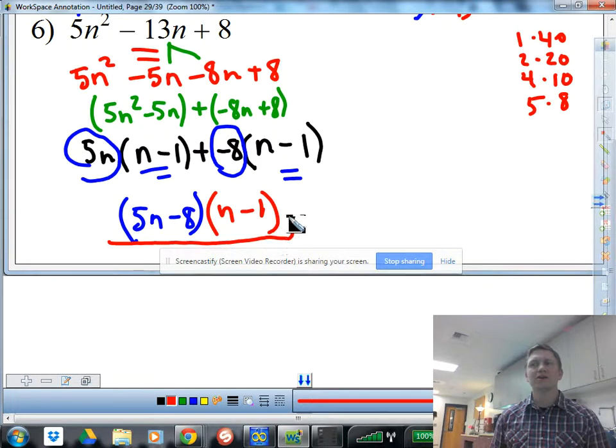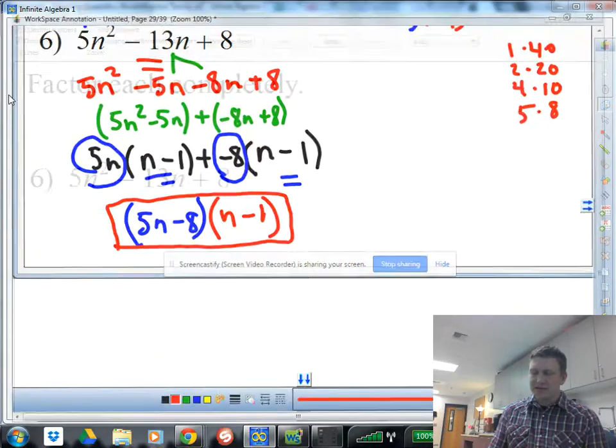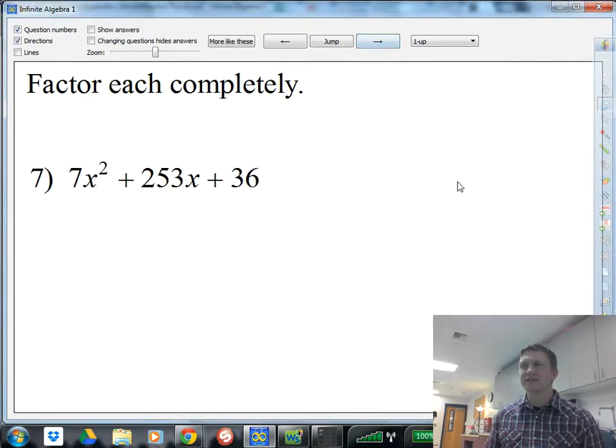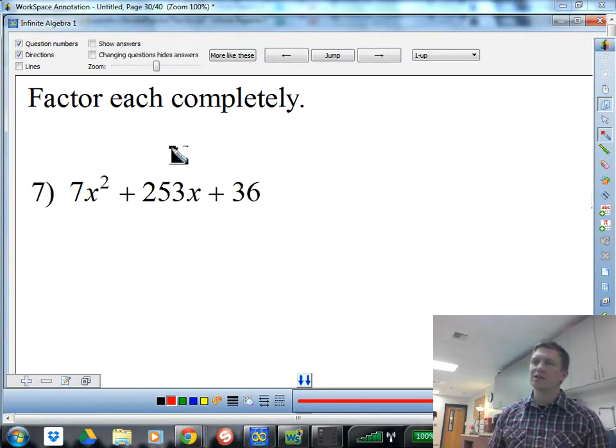My whole entire goal in factoring a quadratic trinomial was to break it up into two binomials. This piece multiplied by this piece. Okay? Next question is number 7. On number 7, I'm just going to walk through this really quickly.